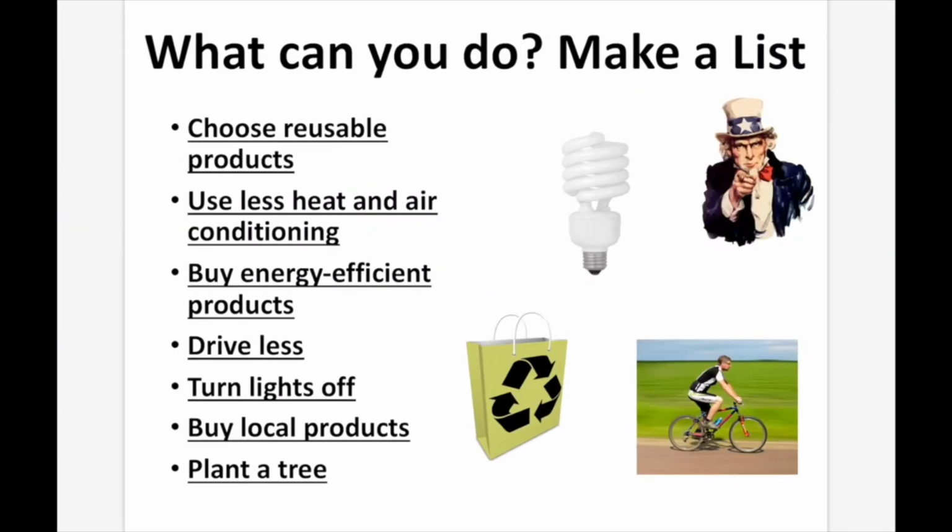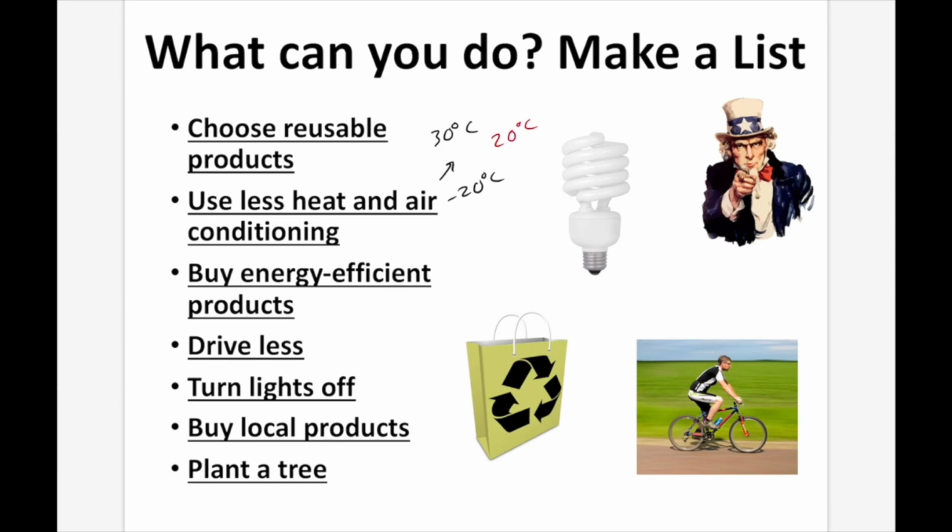So here's a list that I came up with for myself. Choosing reusable products, so choosing things like metal coffee containers instead of disposable cups. Using less heat and air conditioning. For instance, in the summer where I live, it can get up to about 30 degrees Celsius, and in the winter it gets down to about minus 20 degrees Celsius. So what we typically do in our house is we generally keep it around 20 degrees Celsius.